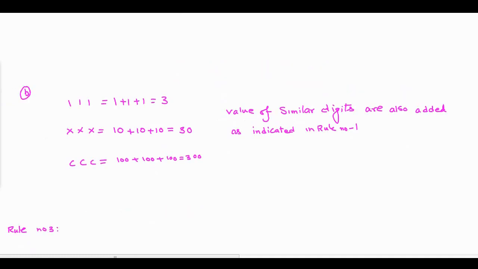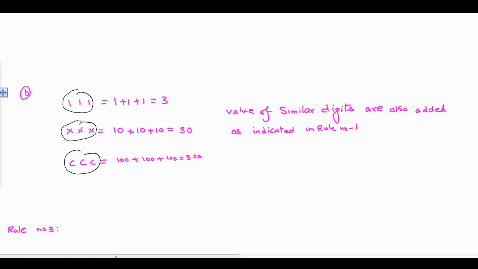Now, if the number is more than 10, then we can use a different technique. Here is rule number 2B. A few things are there. Repetition: the values of similar digits are also added, as indicated in rule number 1. So here we can repeat these numbers up to 3 times.